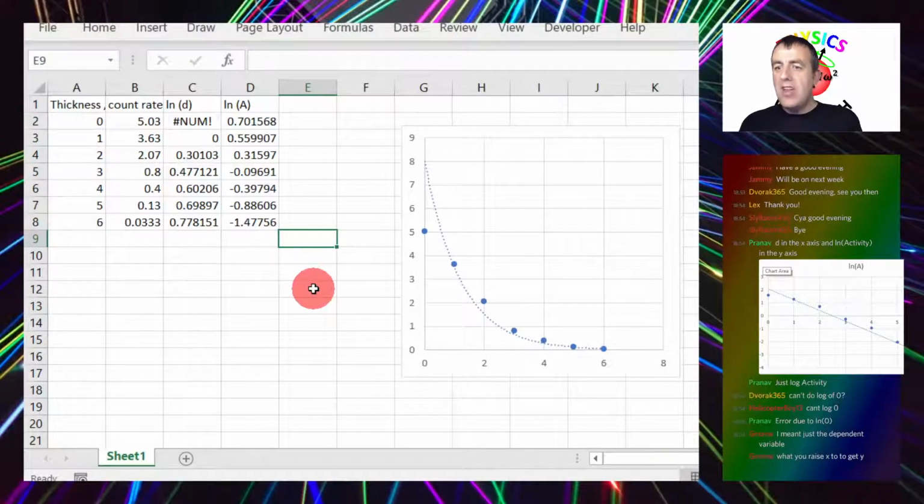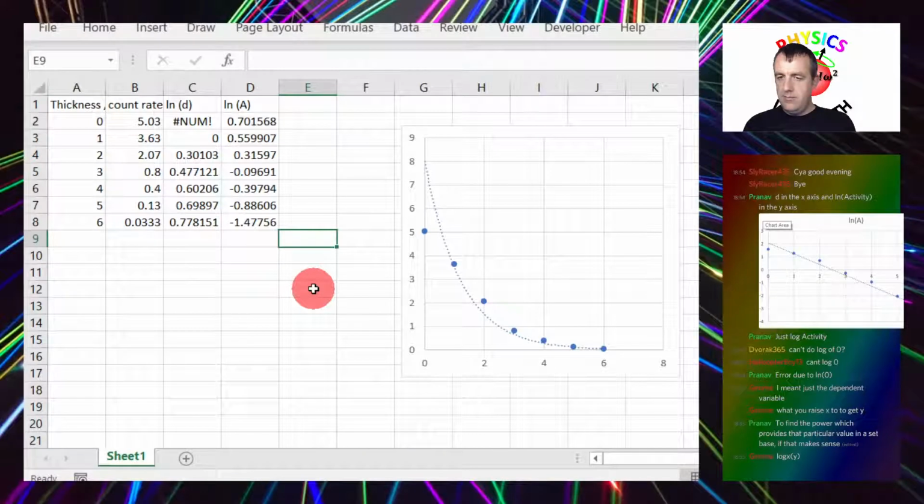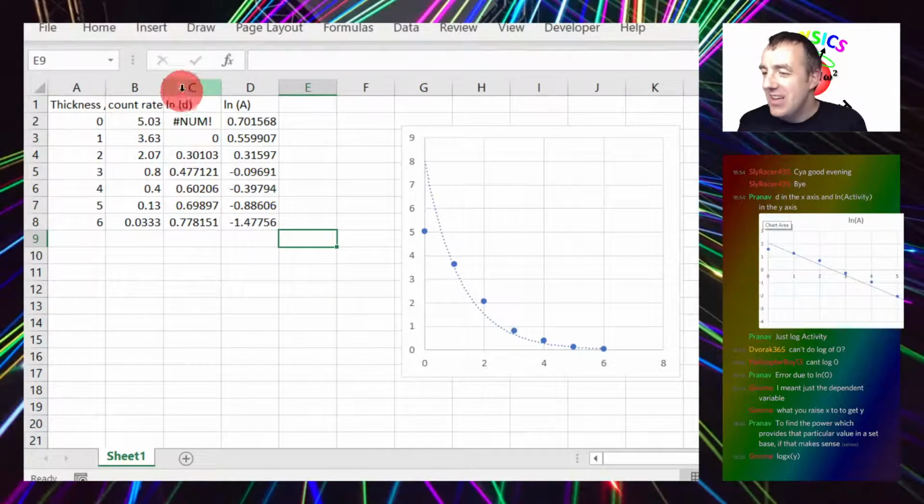Right, okay, Gnome. So what's x? Pranav, yeah, I think what you said makes sense. So Gnome, what did x equal? Yeah, log to the base x. So it's log to the base e. So what do you raise e to the power of to get 0? There isn't a solution. There is nothing you can do.